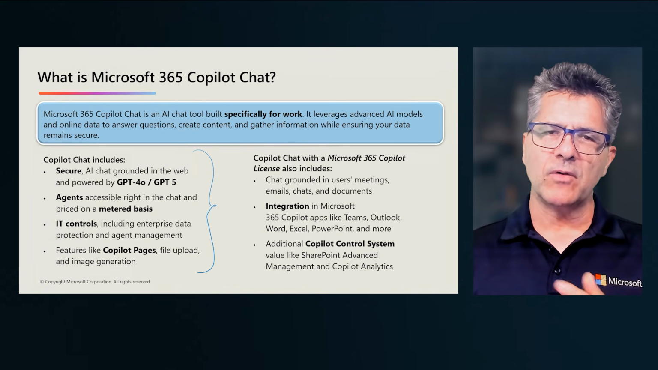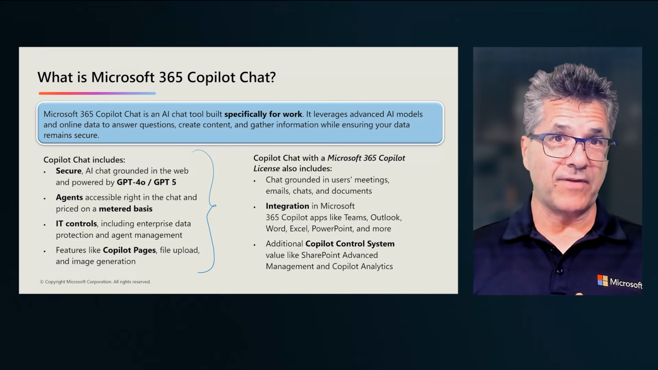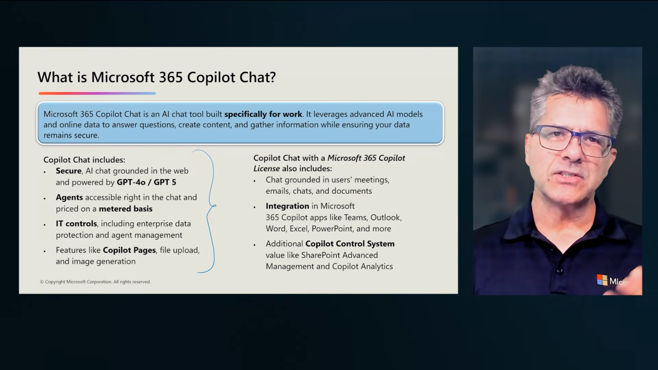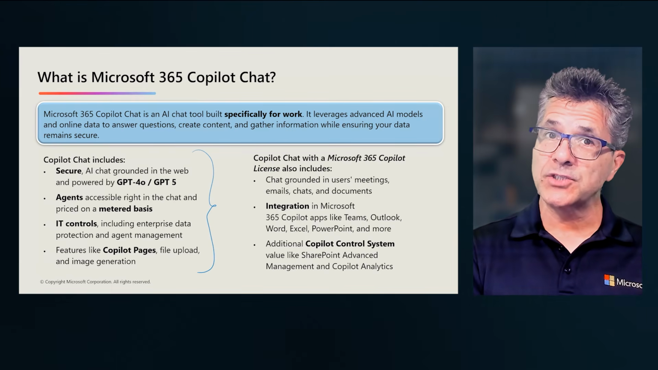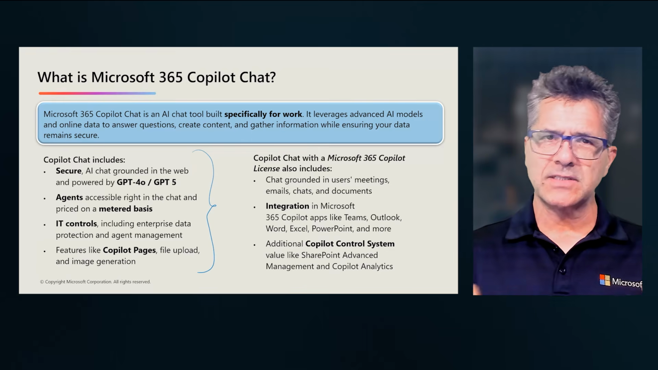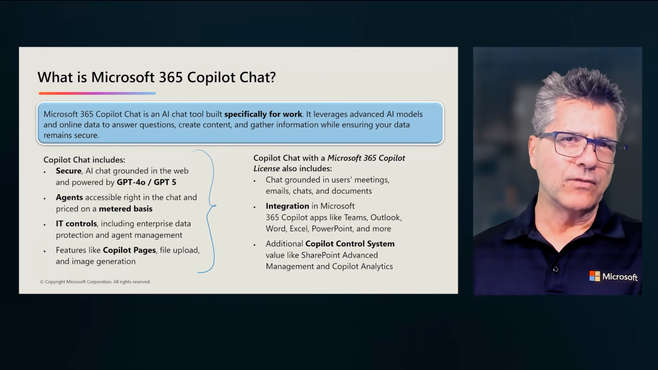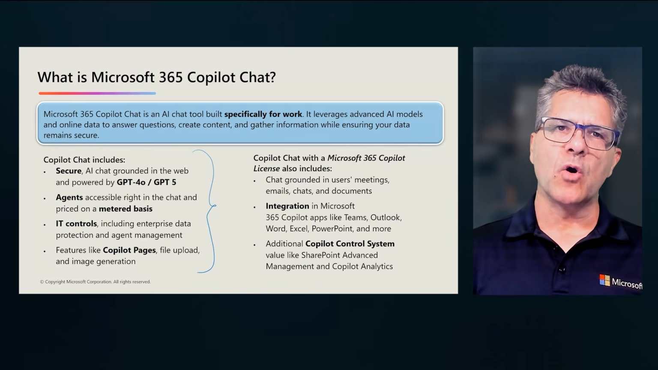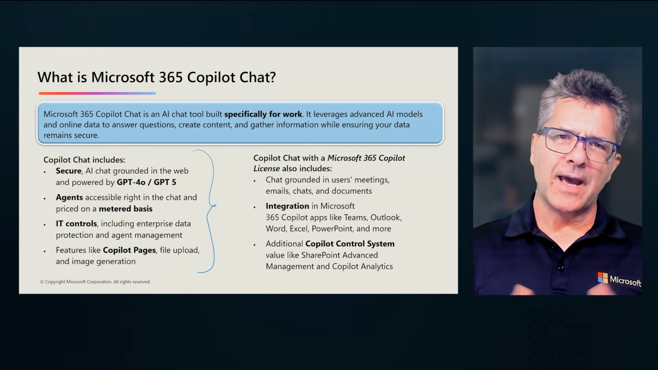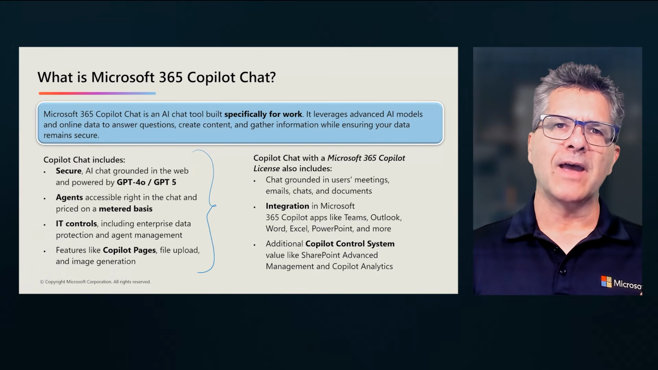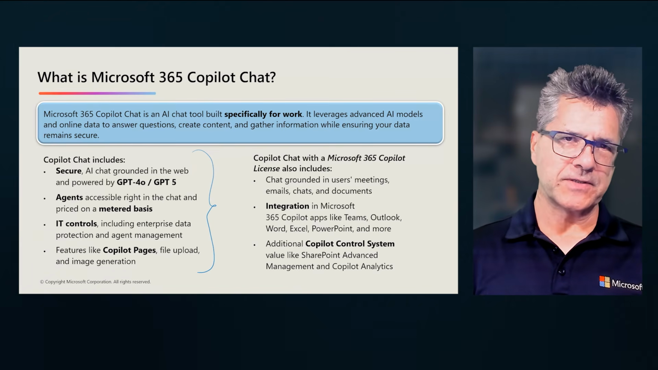Again, it is grounded on GPT-4 and GPT-5, which is your large language model. You also have access to agents, but in this version, those agents are going to be metered. So many organizations would like to use the paid version for agents. The free version, you are going to be paying as you go, pay as you use. At the same time, you still have your IT controls, and you also have access to Copilot pages.